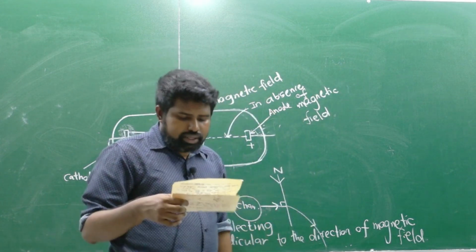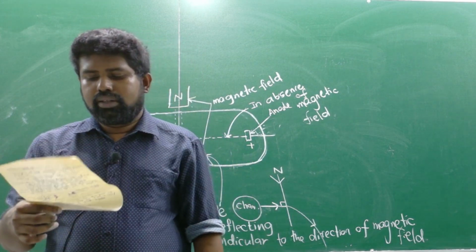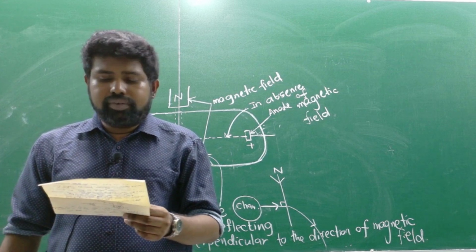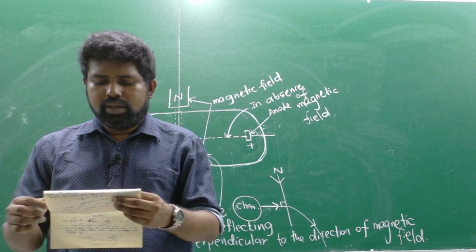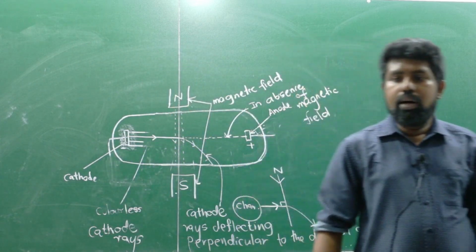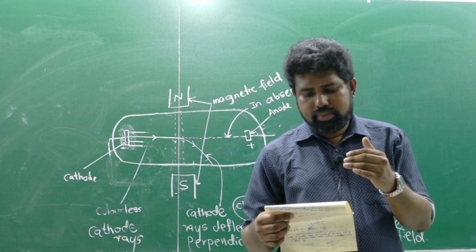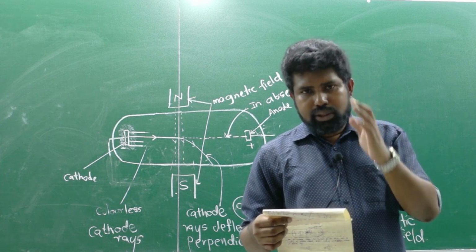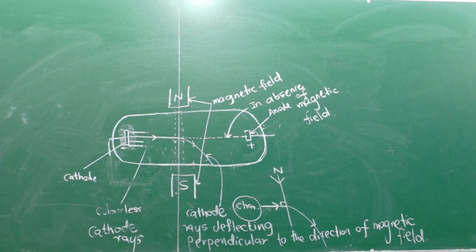Write down: as the cathode rays are not attracted towards magnetic poles, cathode rays do not have magnetic properties.